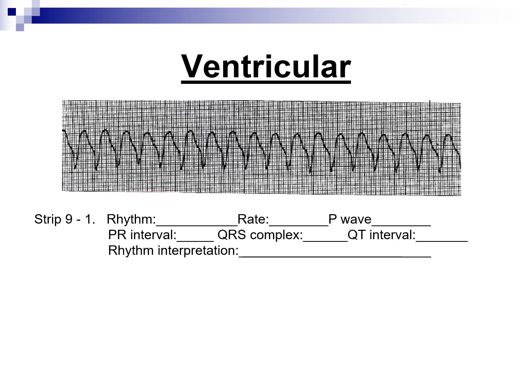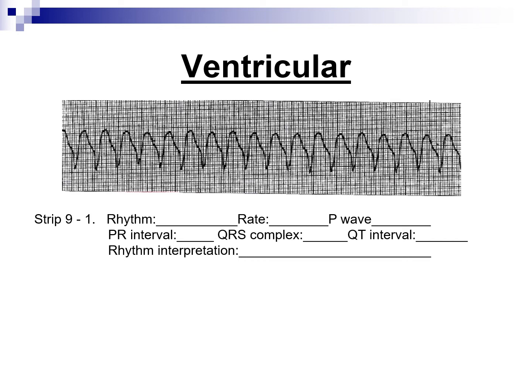Now let's talk about our ventricular rhythms. So 9-1. We're looking at the rhythm, and actually it is considered regular if you're going from, I guess you could say, R to R's or S to S, but it is considered regular. So we do have a rate of 167. There are no P's, and therefore there would be no PR interval.